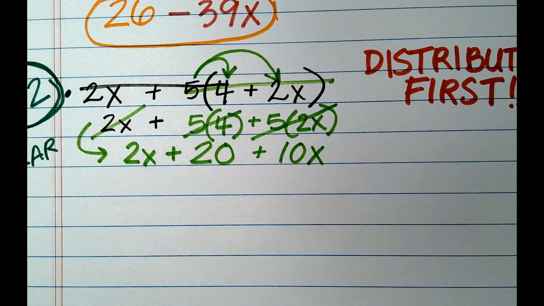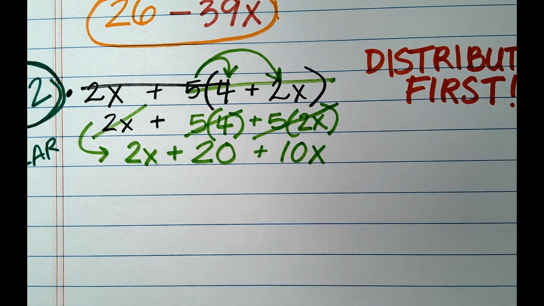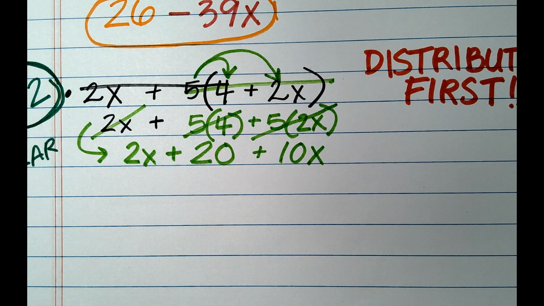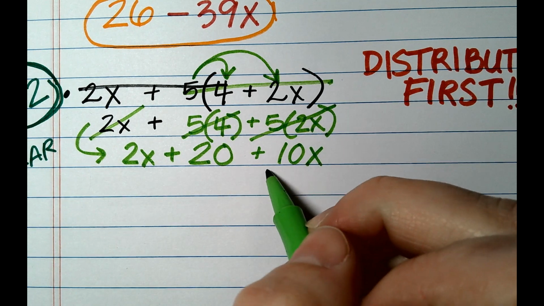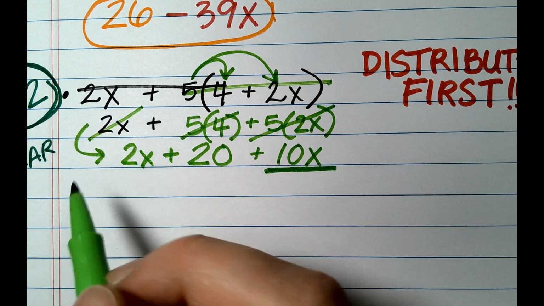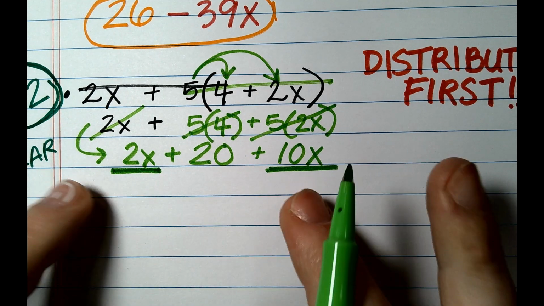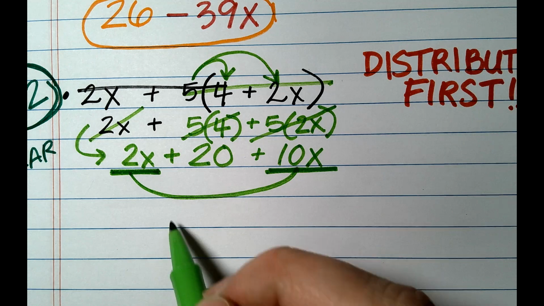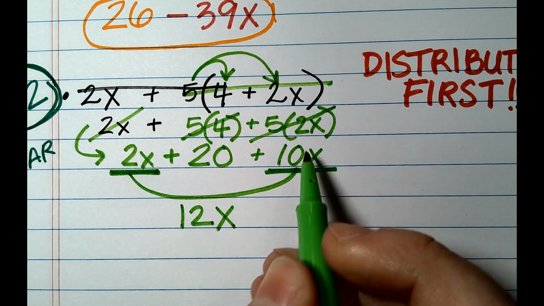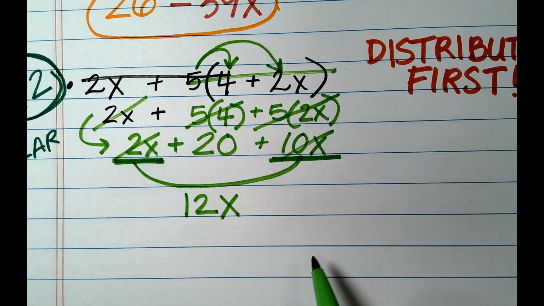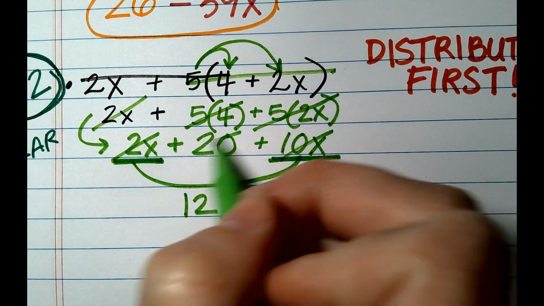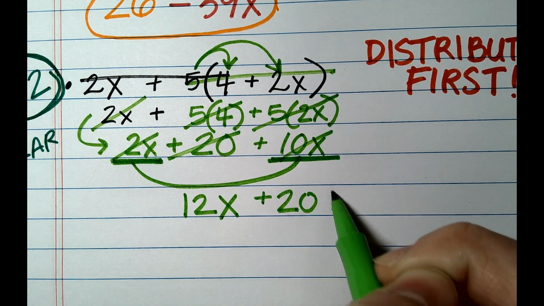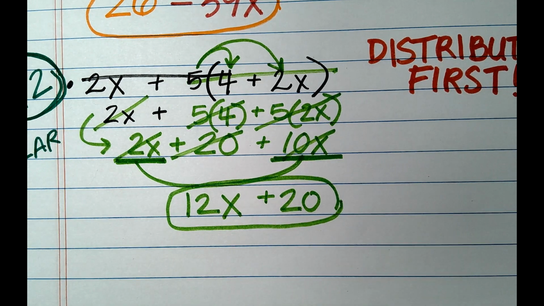I'm done with distribution. Officially. Finally did everything. Now what? I'm gonna add 10x plus 2x. Yeah, 12x. These are like terms. Combine your like terms, and that gives us 12x. I'm done with those. And what else? Plus 20. Bring that down. And we're done. That's it.